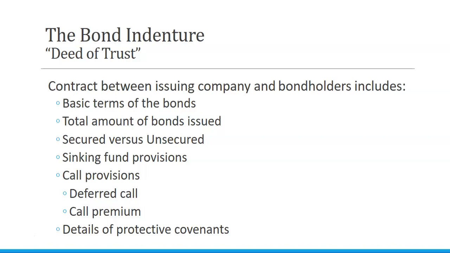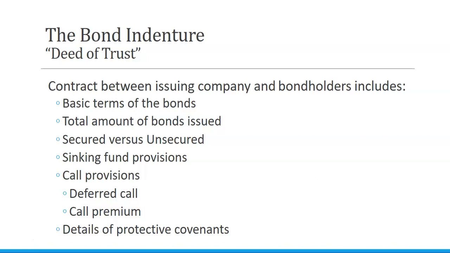So if we need to pay them off, we have the funds available. Is there a call provision? So the call means that the company can buy the bond back early. If there is a call provision, what kind of a call provision is it? And then any details of protective covenants.